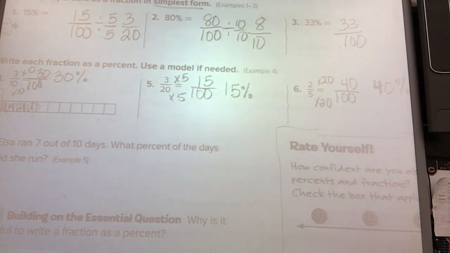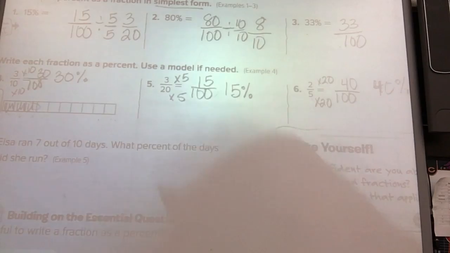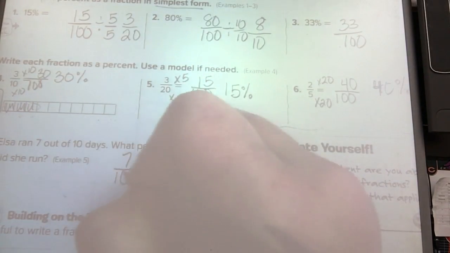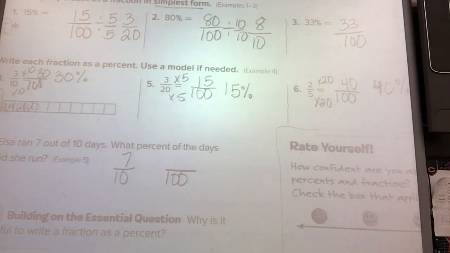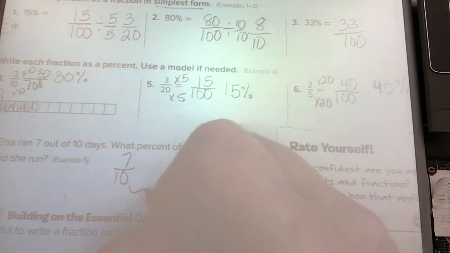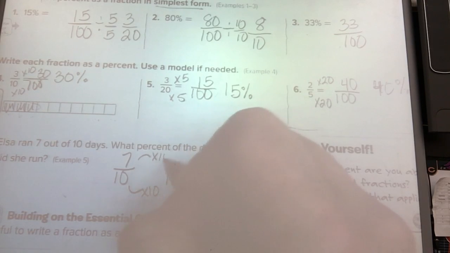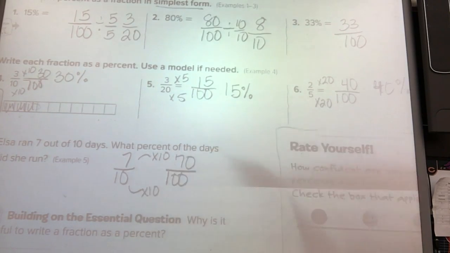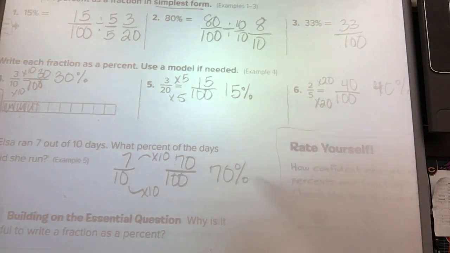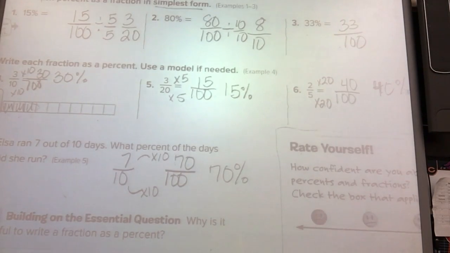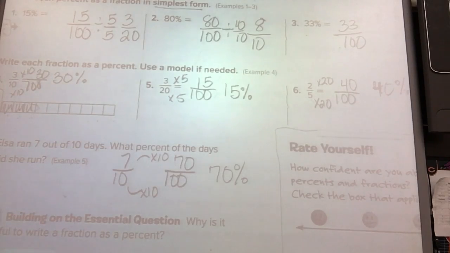Elsa ran 7 out of 10 days. What percent of the days did she run? 7 out of 10. Our object is to get to 100. How do we get there? 10 times 10. What you do on the bottom, good, do on the top. So what's her percentage that she ran? 70%. So as long as you get these to 100, that is your main goal of the day.